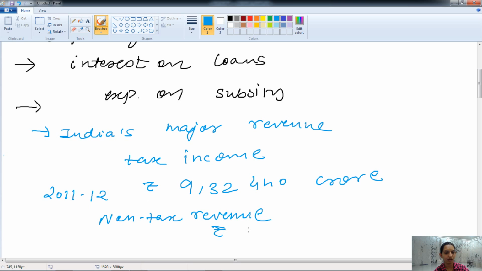While in the same year the non-tax revenue belonging to the central government is rupees 2,76,572 crore. Therefore, we can say that the tax revenue plays a very important role in the collection of the receipts. Okay, so this is about the revenue budget.